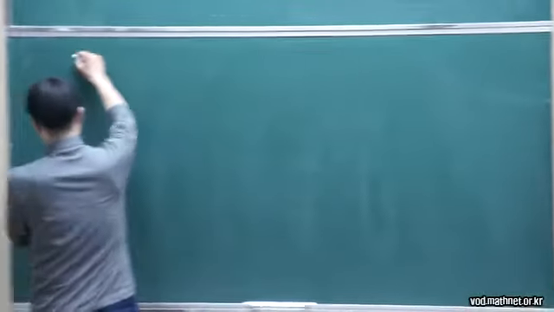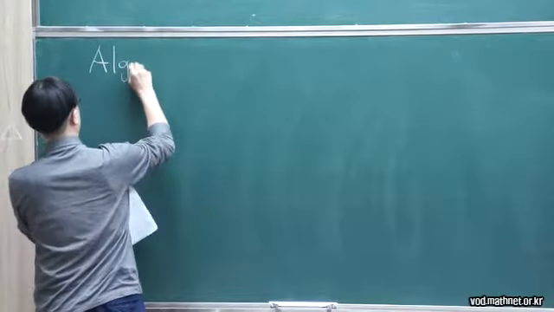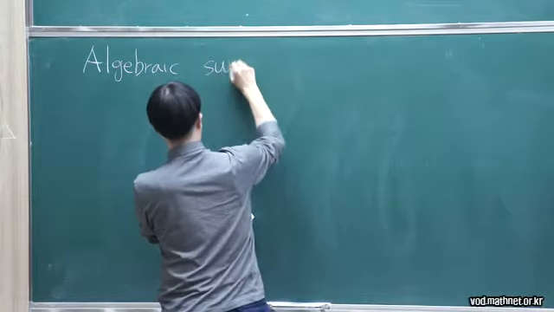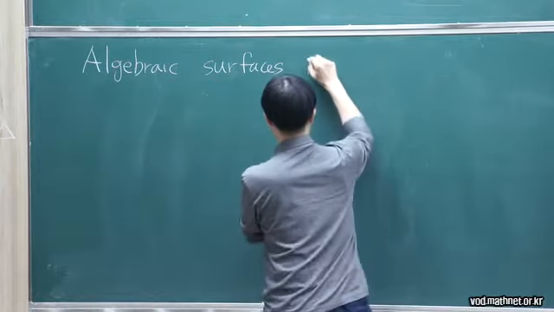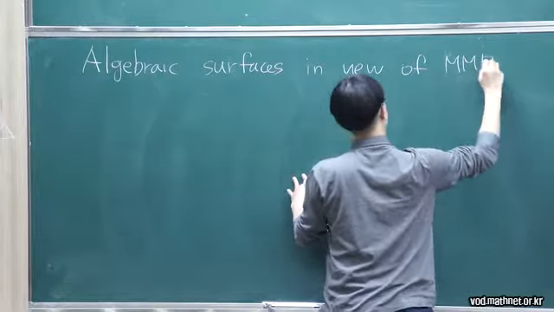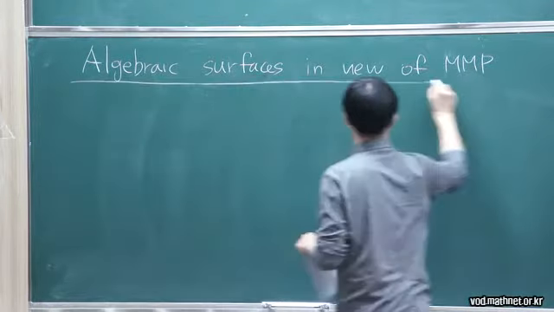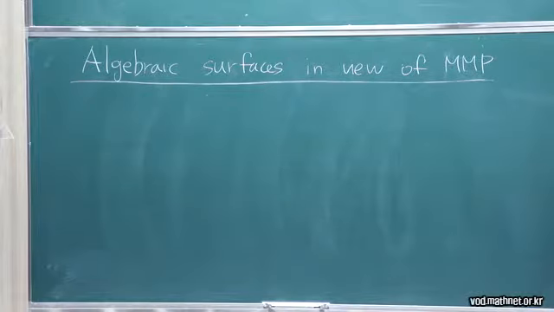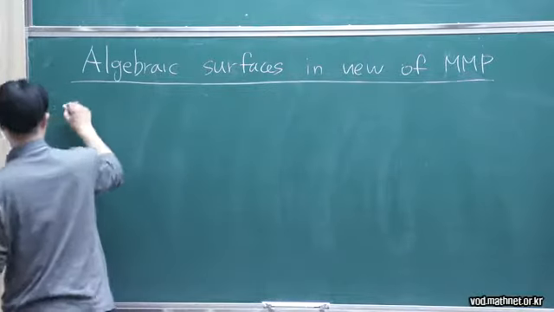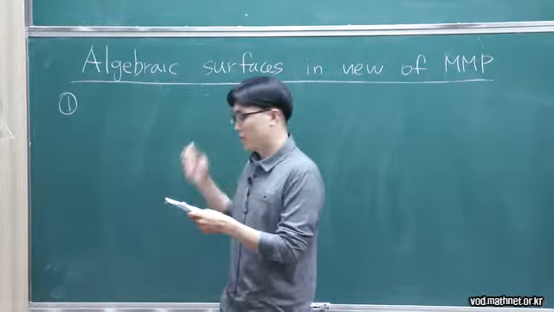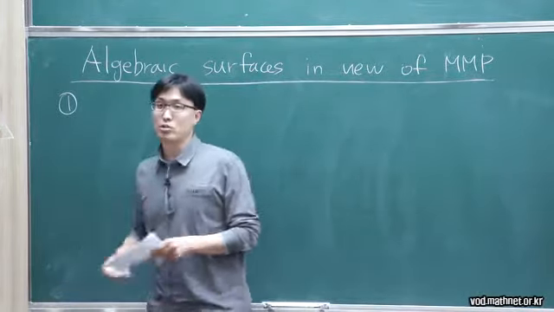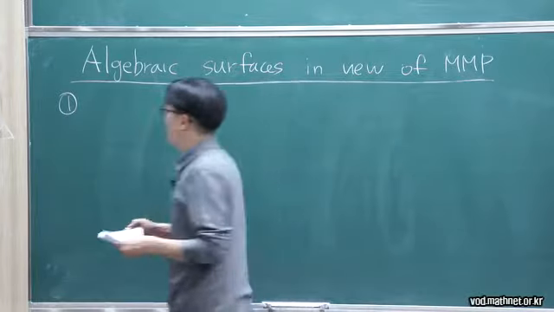So my talk is, as already mentioned, about algebraic surfaces in view of MMP. So I want to treat algebraic surfaces as a toy example of minimal model program. So my plan is as follows. First, I would like to talk about some classification problems in algebraic geometry. So basically, this lecture will be about motivations and some examples.